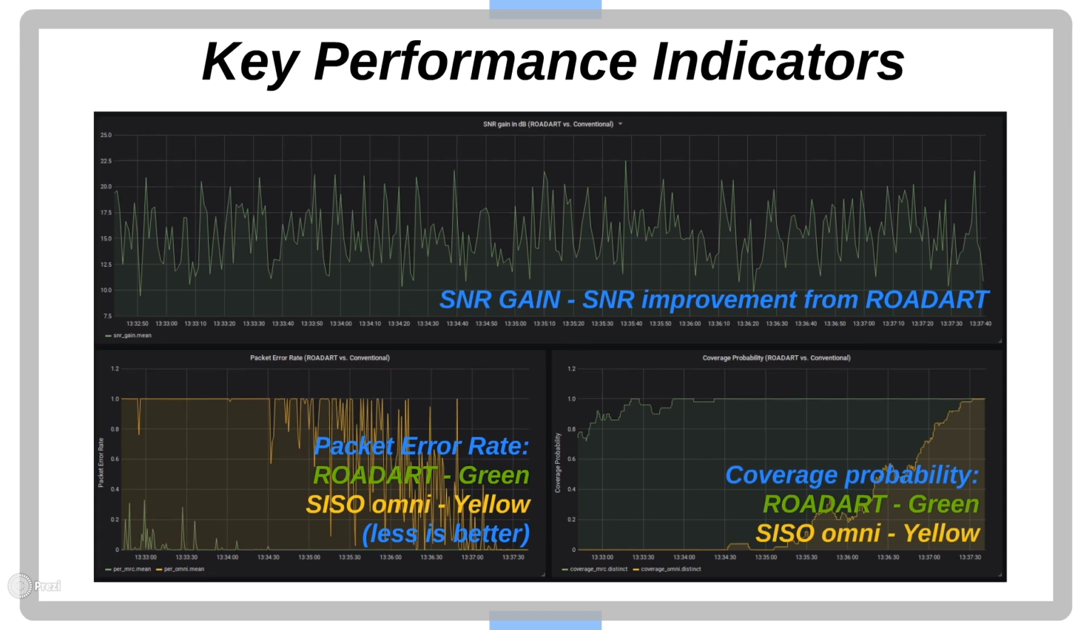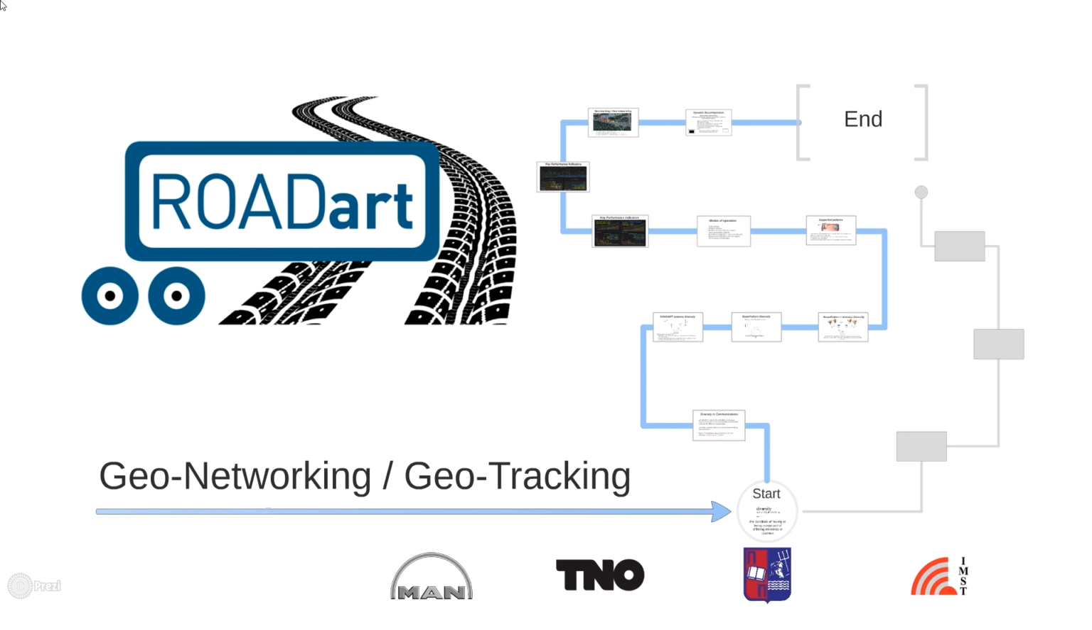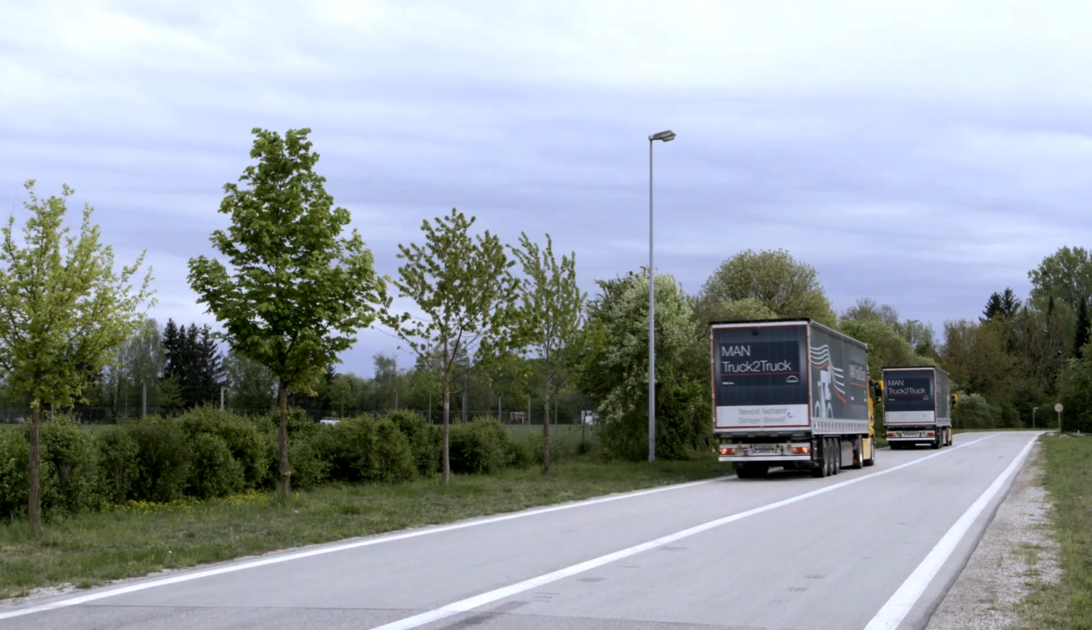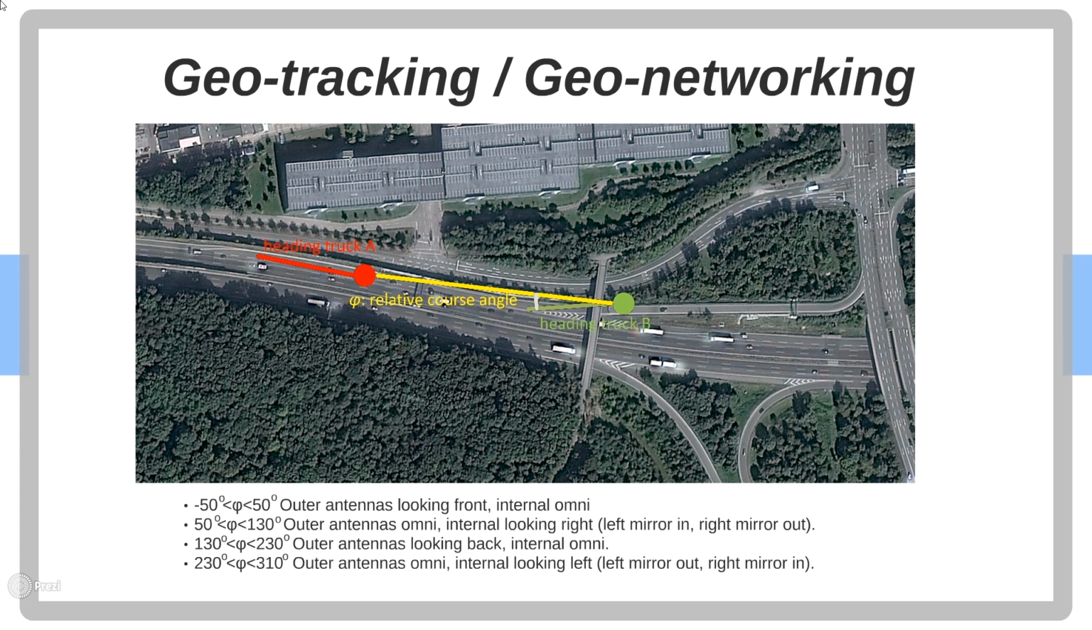One of the developed and demonstrated diversity operation modes is the geo-tracking geo-networking scheme. According to this mode, the patterns are selected based on the relative geometry of vehicles in a given time instance. Through the ROADART localization engine, each vehicle is aware of its position. Moreover, through the received ITS messages, each track is able to know the position of the cooperating vehicle. The engine calculates the relative heading angle between the vehicles, and each vehicle decides on the combination of patterns that best fits the relative geometry of the vehicles.